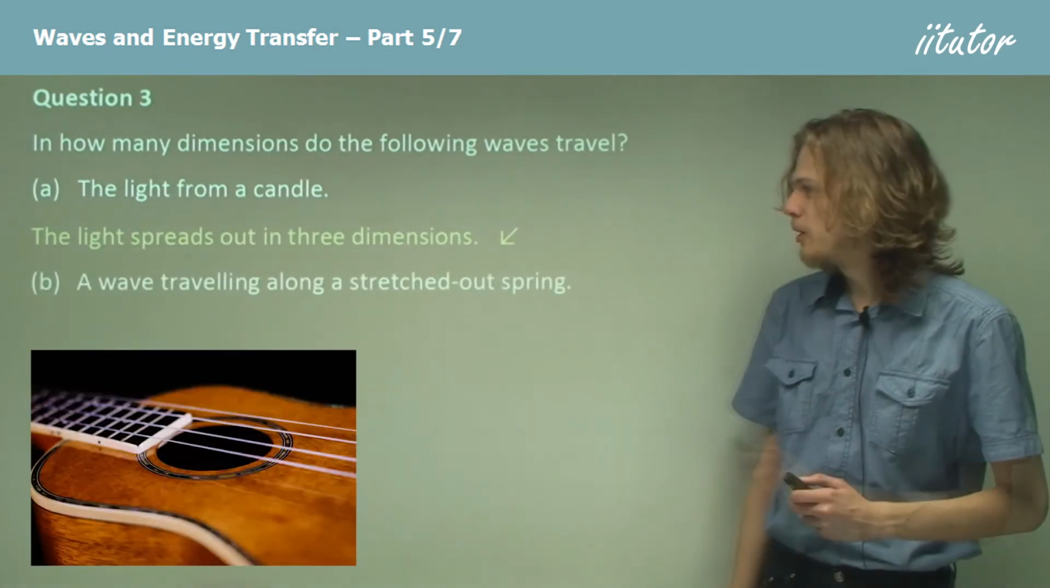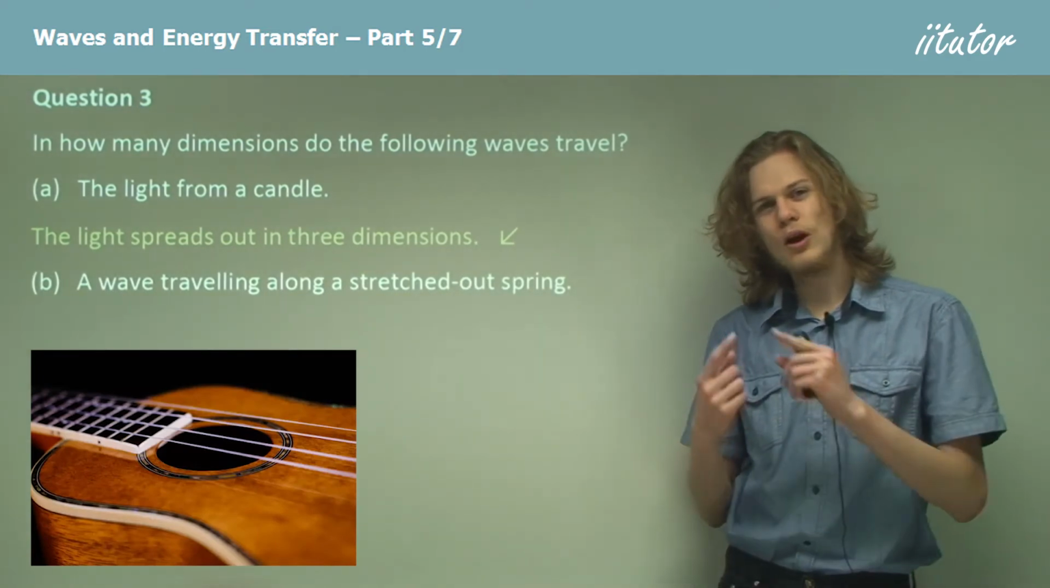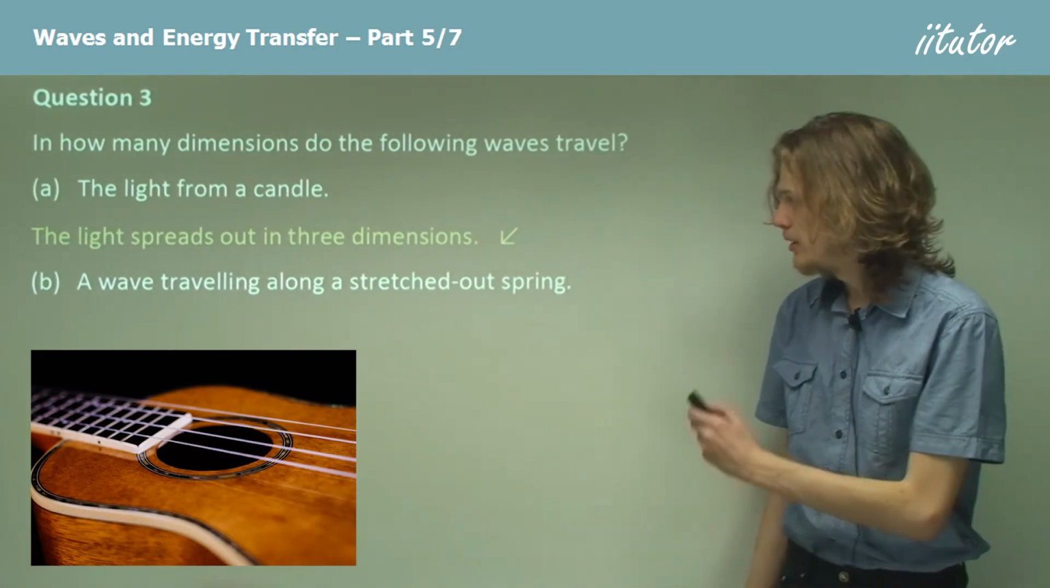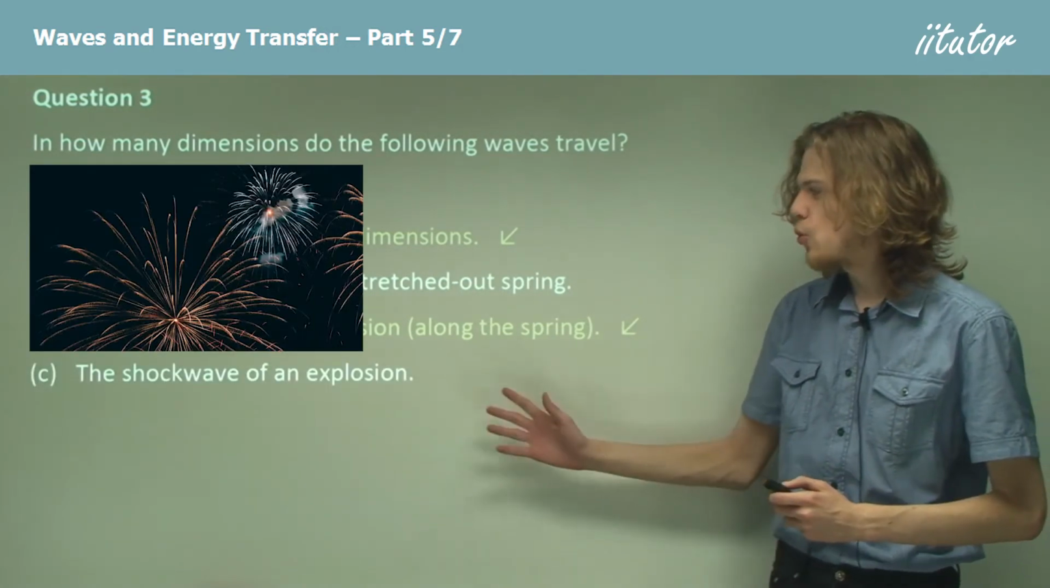wave. Part B, how about a wave traveling along a stretched out spring? Now, in this case, the wave can only travel in one direction, along the spring, and so, it's a 1-dimensional wave. Finally, what about a shockwave from an explosion?